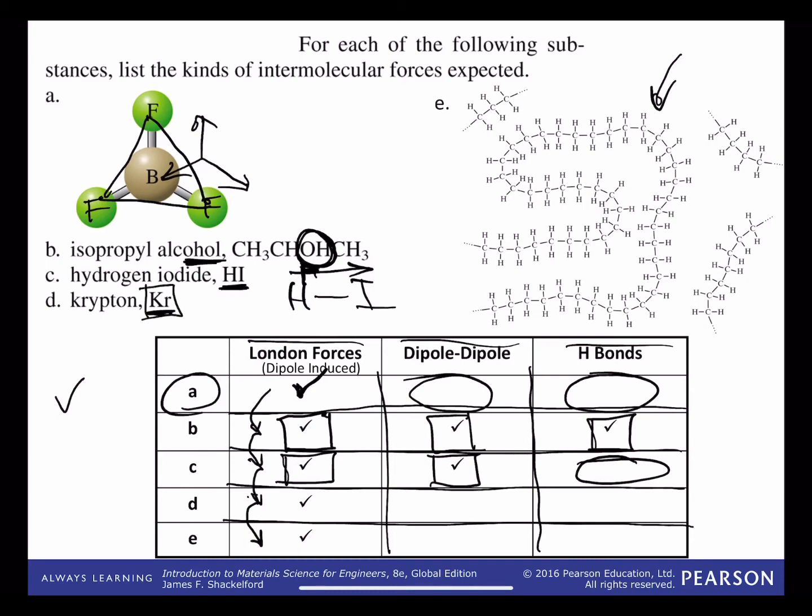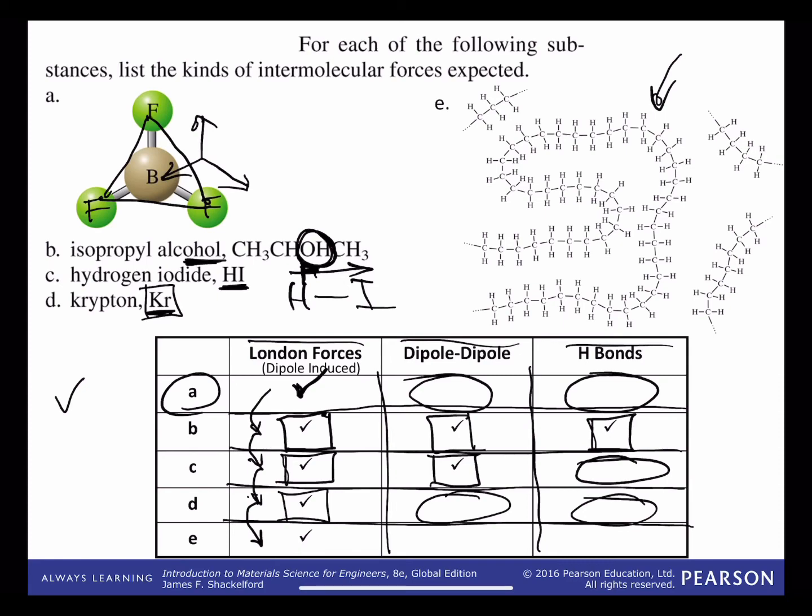D, krypton, an inert gas. The krypton seldom reacts with anything. We know that it can have London dispersion forces if we can distort that electron cloud about the single atom site of krypton. So there will be some London dispersion forces there. Can't have any dipole-dipole or hydrogen bond circumstances.